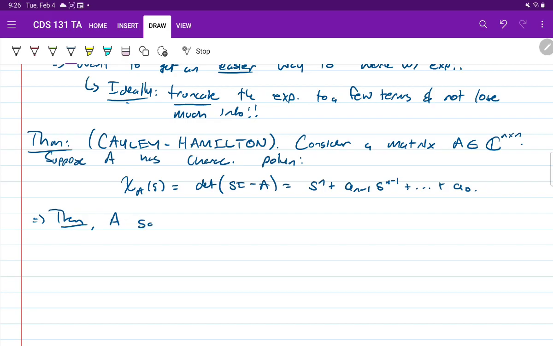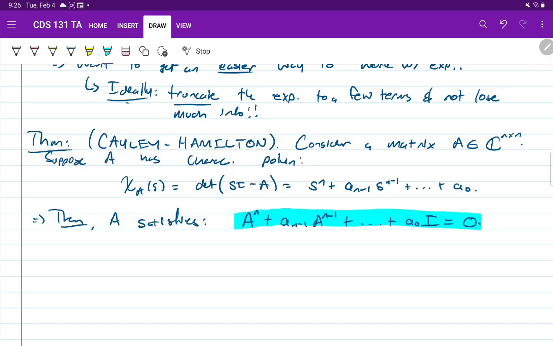Then A satisfies A^n plus a_{n-1} A^{n-1} plus ... plus a_0 times the identity equals the zero matrix, all right? So this is super incredible if you think about it, right? If you take any matrix and you plug it into its own characteristic polynomial, as if that polynomial were a matrix polynomial, then you are guaranteed to get out the zero matrix, all right? This is super non-obvious, but it's a really amazing fact. And what this tells us is that the nth power of a matrix is going to be a linear combination of the first n minus 1 powers of the matrix, right?